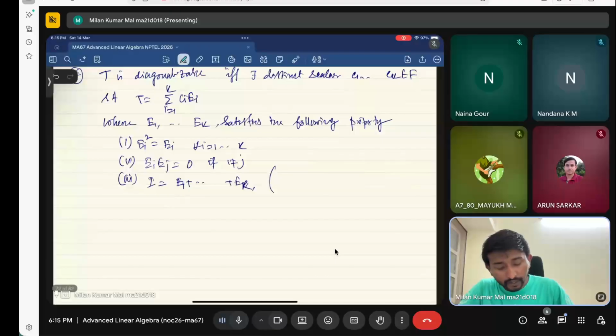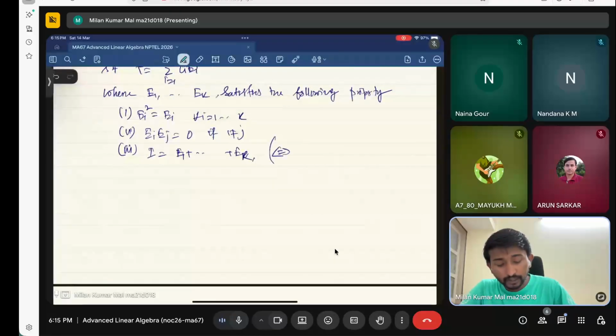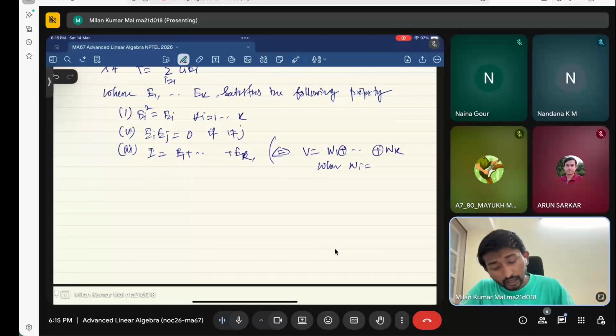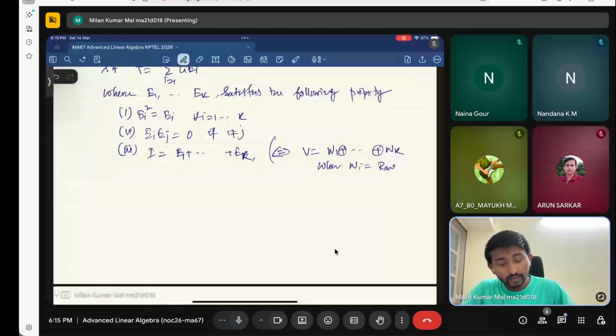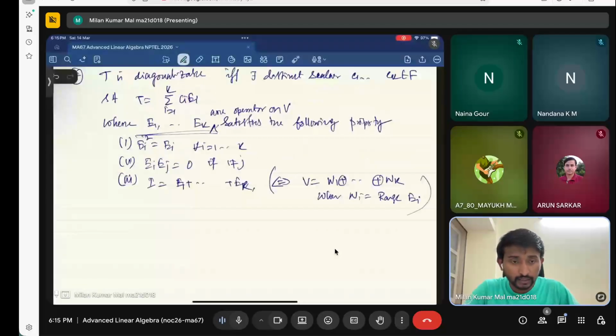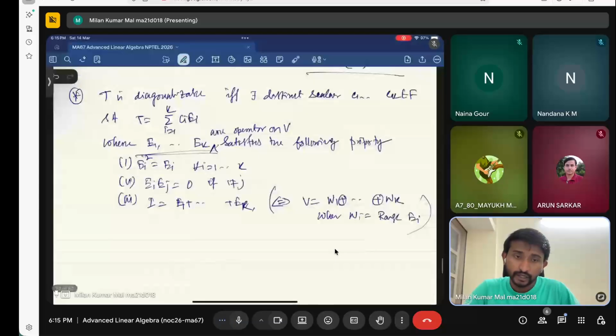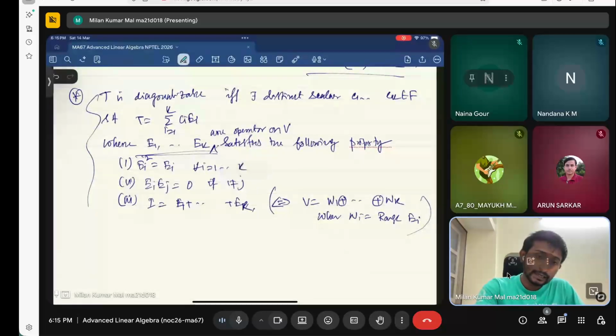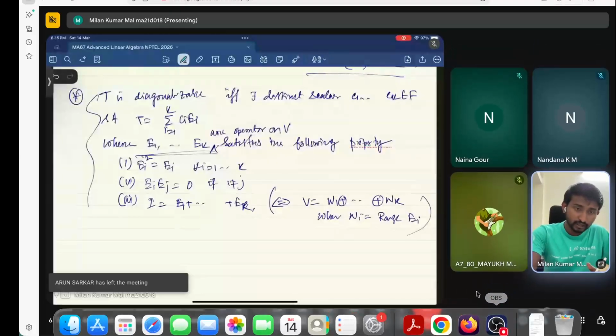Okay, so this is what it means. This is equivalent to V being W1 direct sum all the way to Wk, where Wi is the range of Ei, and the Ei are operators on V. So these are the simplest operators. They are projections basically. So this is one of the criteria. Even if you have any doubt with this criteria, or are not able to understand any terminology, you can ask. I'll try to explain. And if you have any other problem, you can still ask.